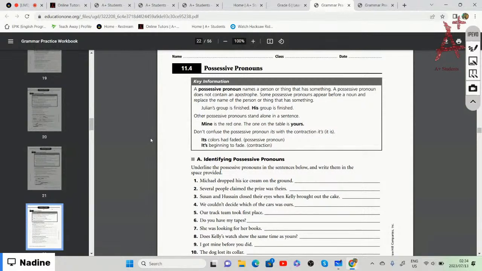Also, do not confuse the possessive pronoun its, without the apostrophe, with the contraction it's, which is it apostrophe s and stands for it is. So do not confuse the two, right? For example, its without the apostrophe: its colors had faded. It is a possessive pronoun. But it's, with an apostrophe s, beginning to fade, meaning it is beginning to fade, is a contraction, not a possessive pronoun.